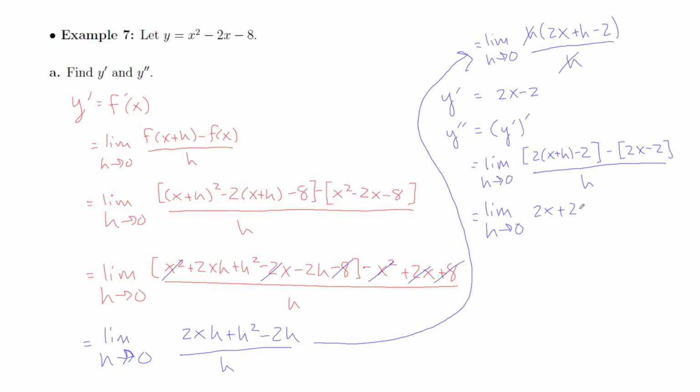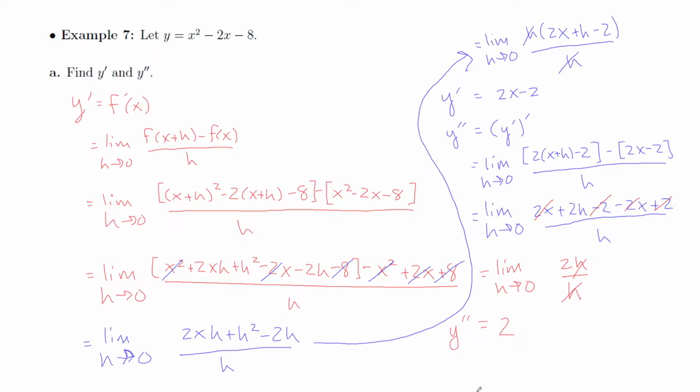2x plus 2h minus 2 minus 2x plus 2. And we distribute that negative through, and we do get all that cancellation we were looking for. Right, so 2x minus 2x minus 2 plus 2. So this is all just the limit as h goes to 0 of 2h over h. Right, canceling my h's, that means that my second derivative is just equal to 2.